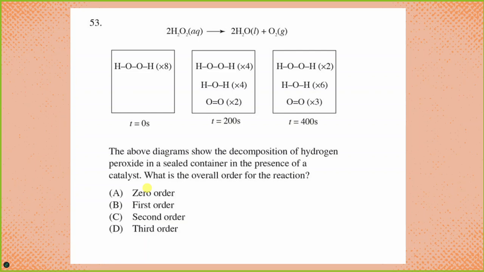So looking at our data once again, we're starting out with 8, and then at 200 seconds we have 4, and then we cut that in half again, at 400 seconds we have 2. That is showing a constant half-life. This one was kind of hard to tell if you weren't looking for it. Always look for the half-lives because they like to use those. So constant half-life, so this one's going to be first order.